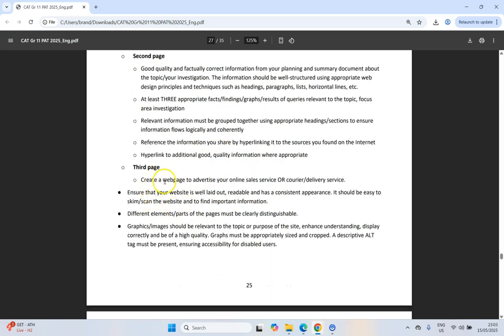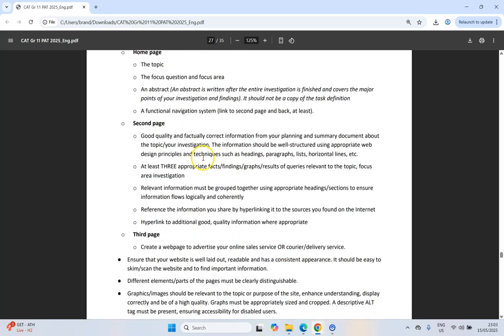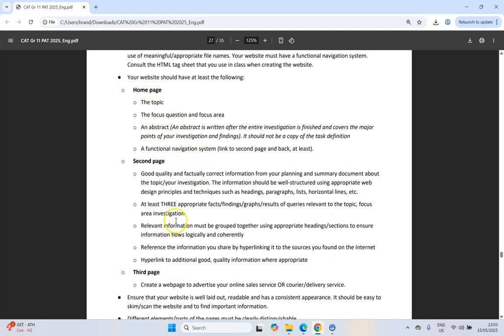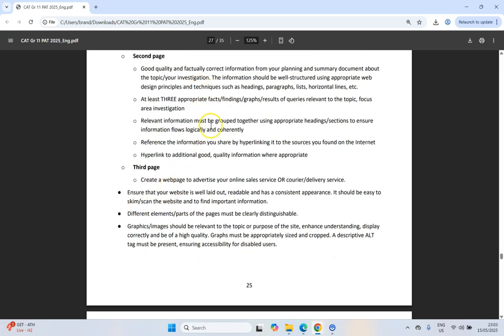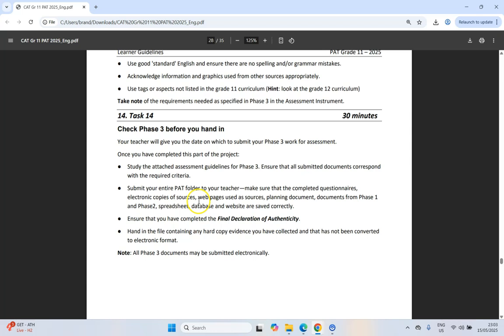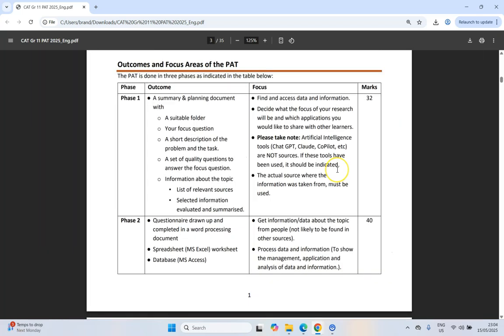And then your third page is going to create a web page to advertise online sales or your courier delivery service. So they actually give you very specific topics for each of the 3 pages. So make sure that you follow those instructions. Make sure that they are well laid out and consistent in appearance, making sure that you're using all of your HTML skills to create this website. And then that's what you're going to hand in. And then there's the rubric.